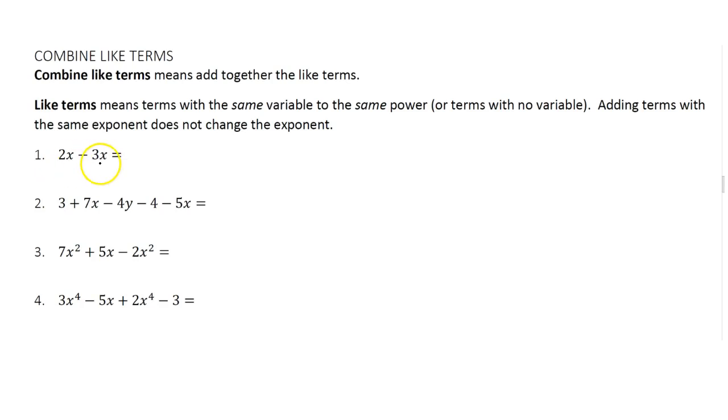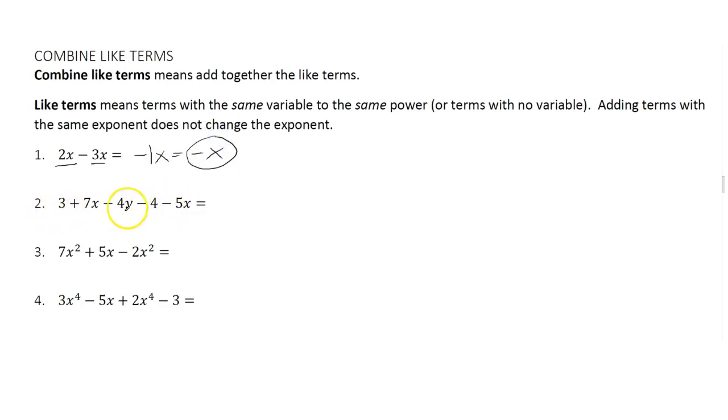Like terms are terms that have the exact same variable to the same power, or terms that have no variable. Thus, in number 1, the like terms are 2x and negative 3x. Add the terms together. 2 plus negative 3 is negative 1. We get negative 1x or negative x.